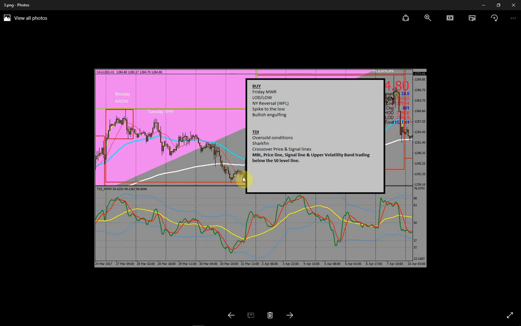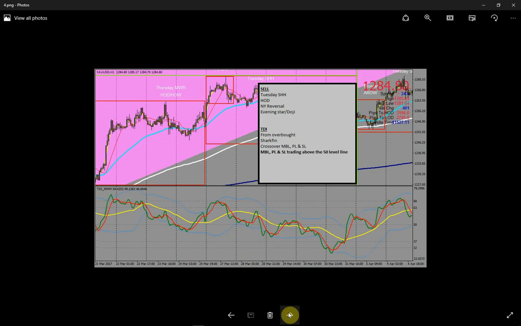And what else? It's the London and the New York session. We also have TDI there. We have oversold conditions. We have a price and signal line crossover, and then we also have a shark fin low. So that's a good thing there.